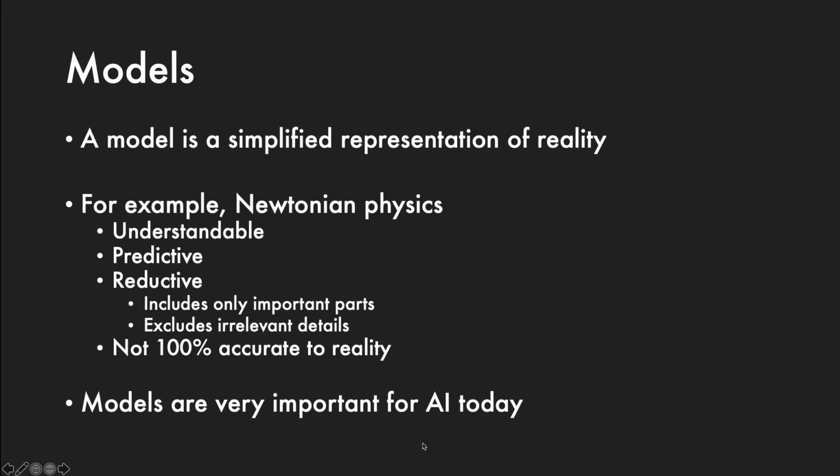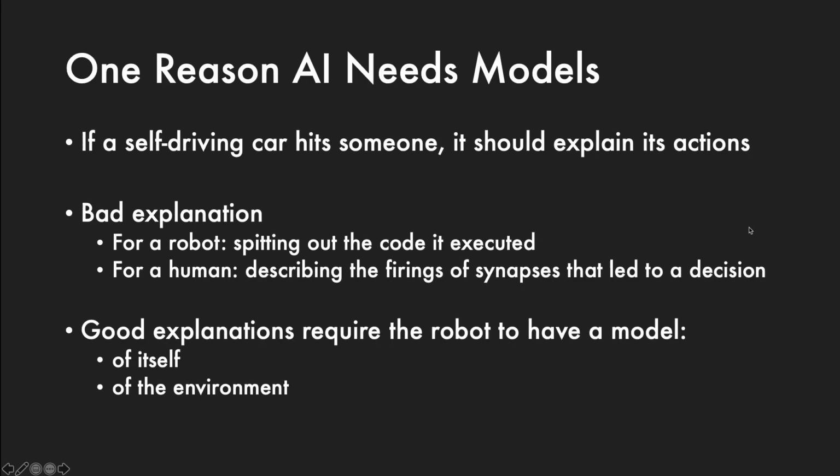Models are very important for artificial intelligence. So here's one example of where you would need a model. Suppose a self-driving car hits someone. It should be able to explain its decisions that led it to do that. And so if you got hit and you asked the car, why did you do that? And it starts saying on line 32, x plus y plus 7, printf, blah, blah, blah. It starts spitting out a bunch of code that it ran. That's not a good explanation.